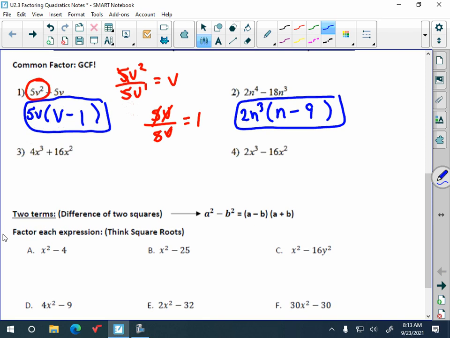All right, number 3. What would the GCF be? Yeah. Good. 4x squared. All right, so now we're going to take each of those two terms, divide them by 4x squared. What's going to be the first term inside the parentheses? X, good, plus, and then 16x squared divided by 4x squared becomes what? 4. So x plus 4.